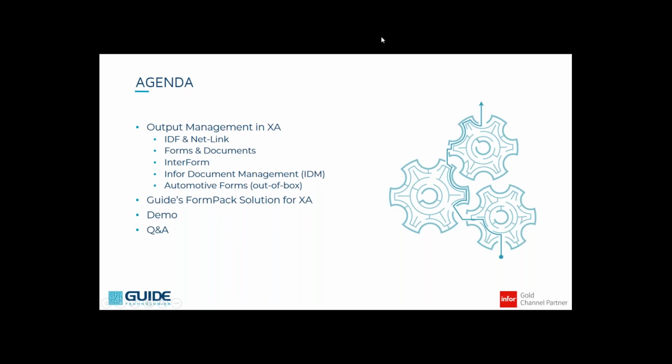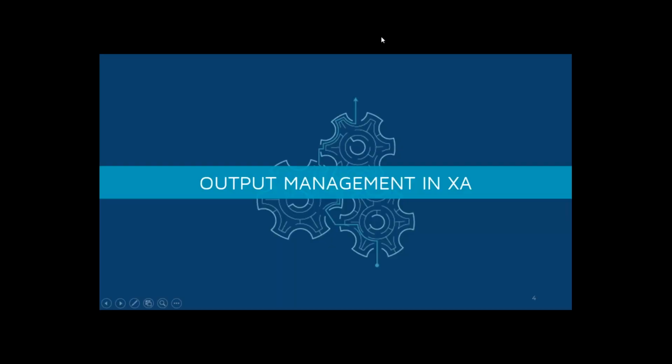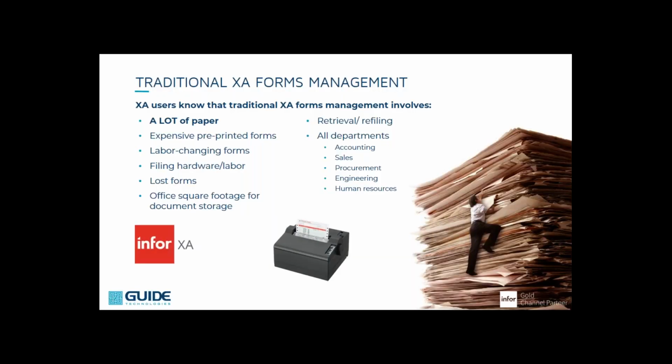So with that, I'm going to dive in here and move on. So what is output management in XA? Well, for years, we have always had pre-printed forms. And most people have moved beyond this, oftentimes using some sort of third-party package. But the standard pre-printed form that comes out of XA is your purchase order, is your accounts payable check, it's your acknowledgement. And buying those forms can be quite expensive, just getting the pre-printed forms.